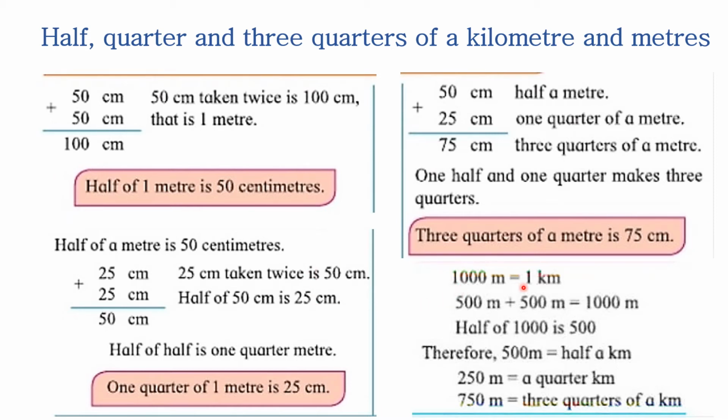1000 meter is equal to 1 kilometer. 500 meter plus 500 meter is equal to 1000 meter. Half of 1000 is 500. Therefore, 500 meter is equal to half a kilometer. And 250 meter is equal to a 1/4 kilometer, and 750 meter is equal to 3/4 of a kilometer.